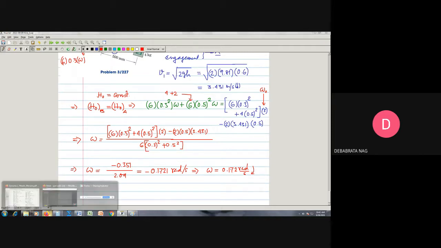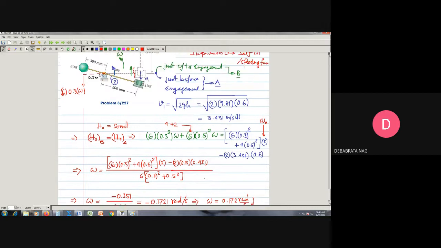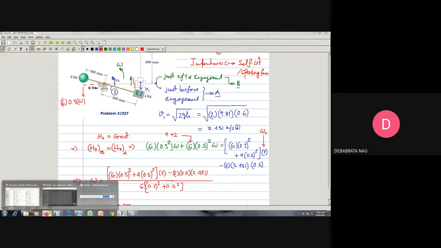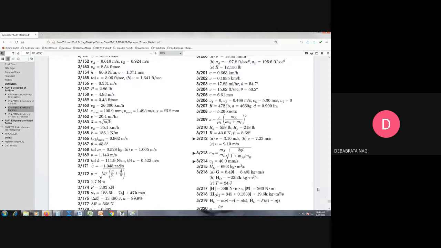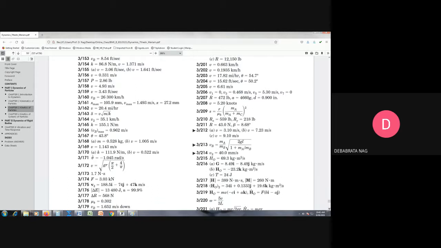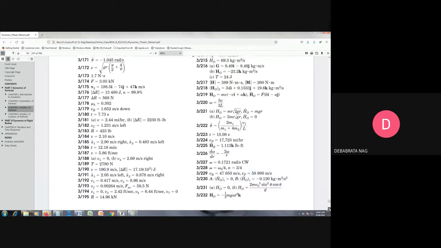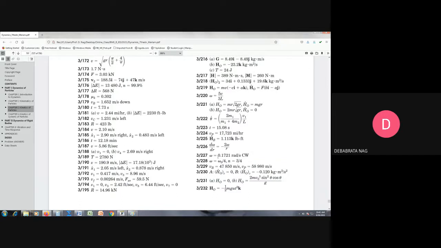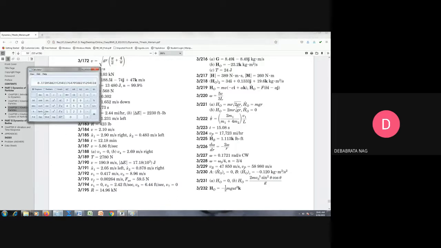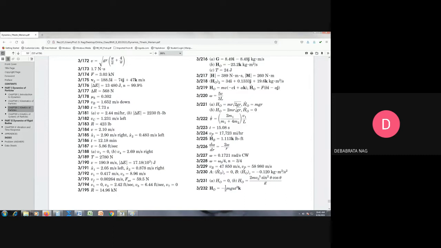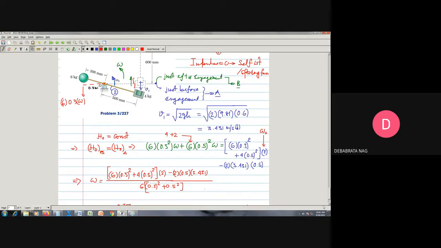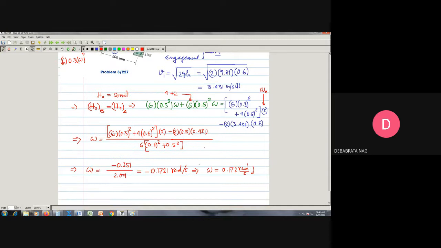So let us go straight away into the answer to this problem. What was the problem number here that we had discussed? So it is 3 by 227. So we just see how much the answer to this problem will be. So you see this is turning out to be 0.1721 radian per second clockwise. So they have used this full 0.1721 value. Anyway, so we see therefore this is going to be my answer.